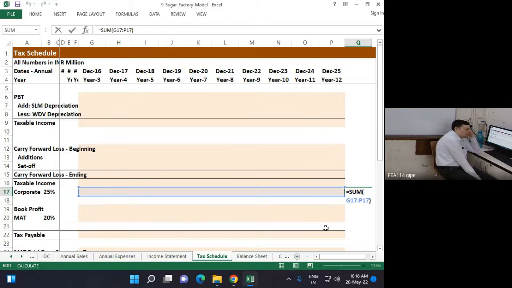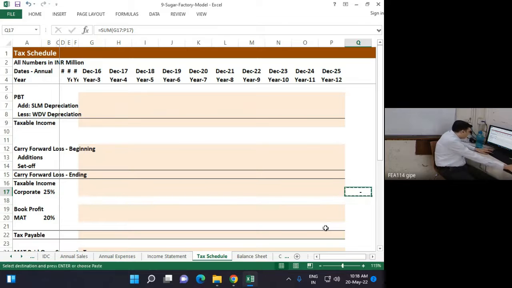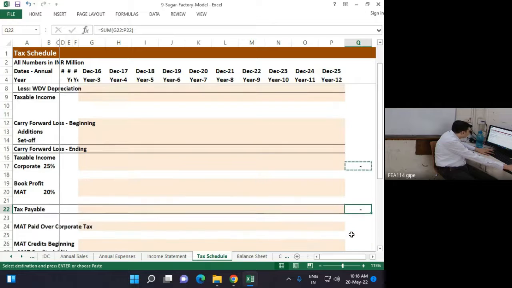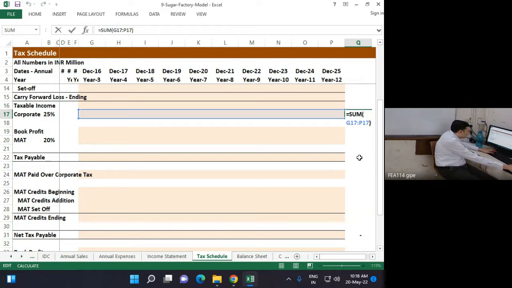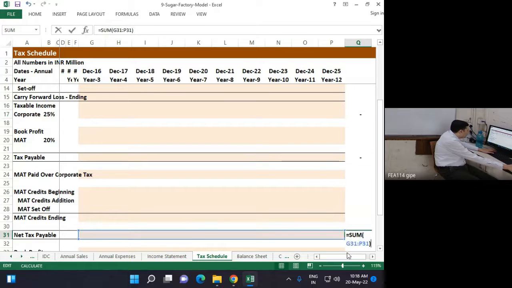That is the number which we are going to tally. So I'm going to ask you to complete the schedule, and this is the number that will keep on tallying. Okay, and then copy this formula to row number 22 and to row number 31. So I have this sum formula in 3 rows: Q17, Q22, and Q31.